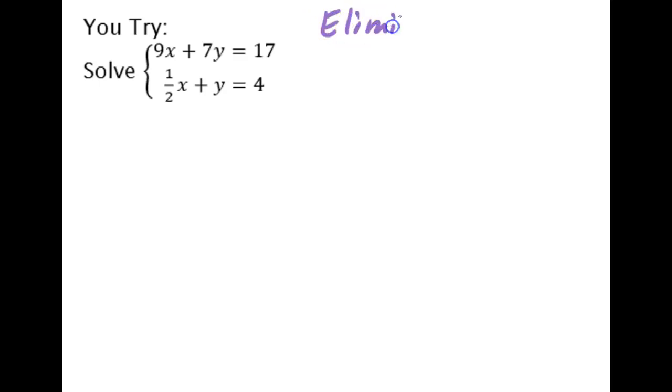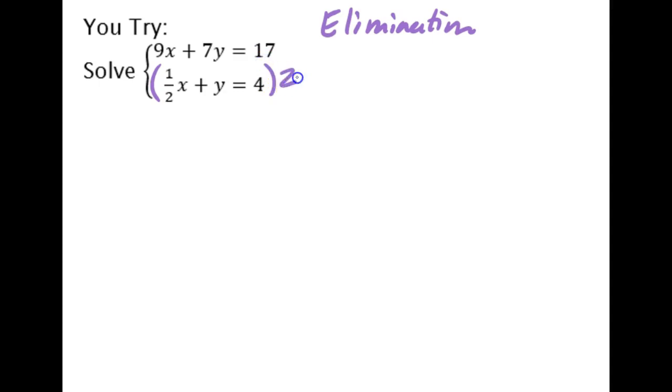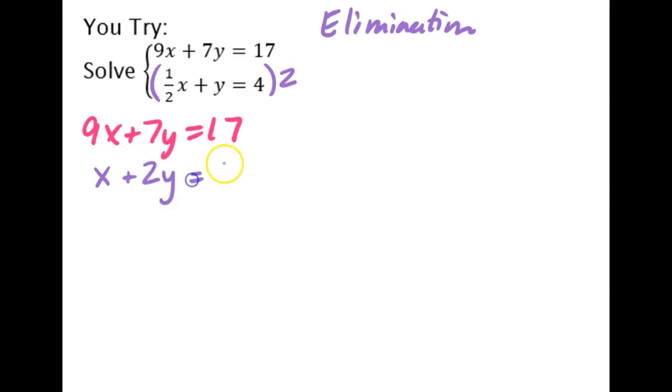So the first thing I would do, before I worry about eliminating any variables, would be to clear out the fraction in the bottom equation. So I'm going to multiply everything by the denominator, which is 2. That top equation is just going to get copied down. Nothing's going to change. And then my bottom equation, 1/2 times 2 is 1, so I'm just left with my x. And then that 2 is going to get multiplied by everything else. So that's what I have now. I have no more fractions, which is nice.